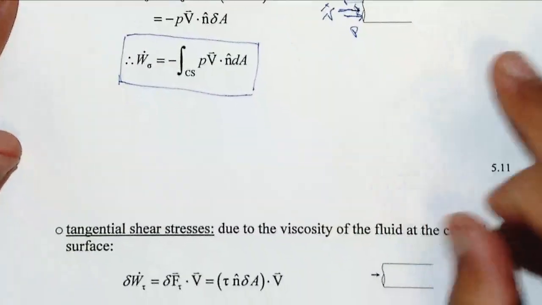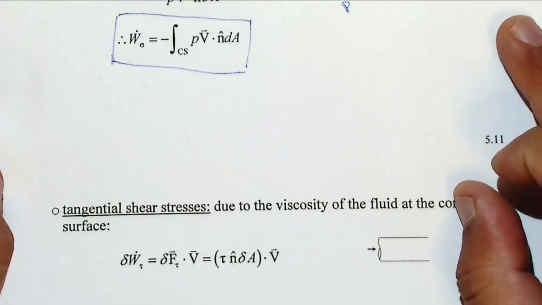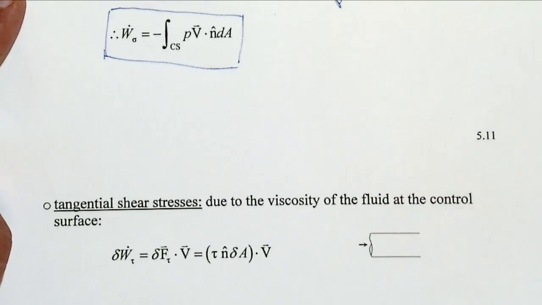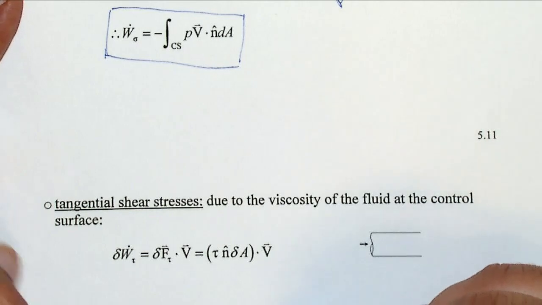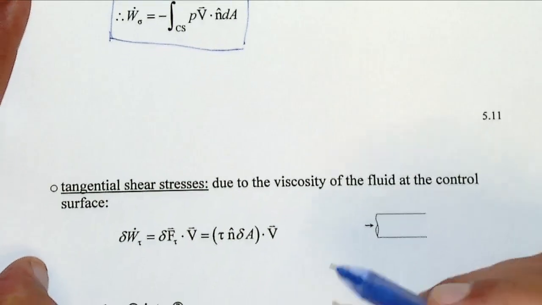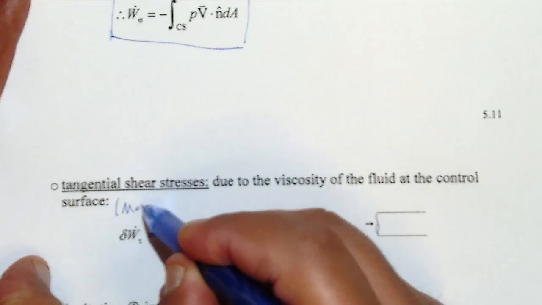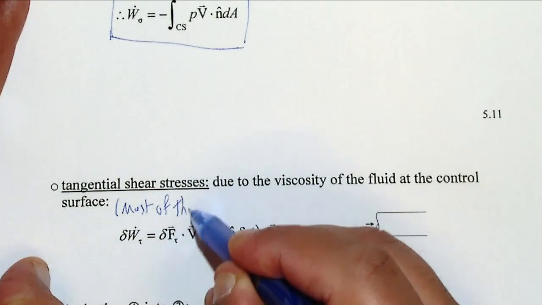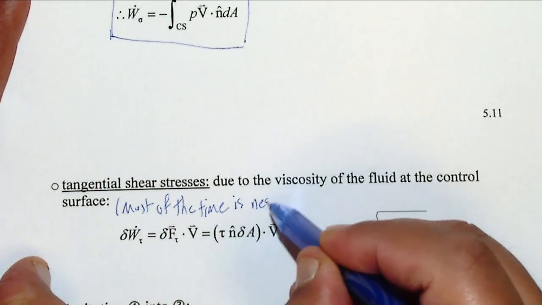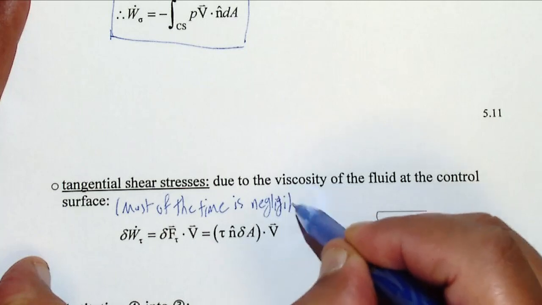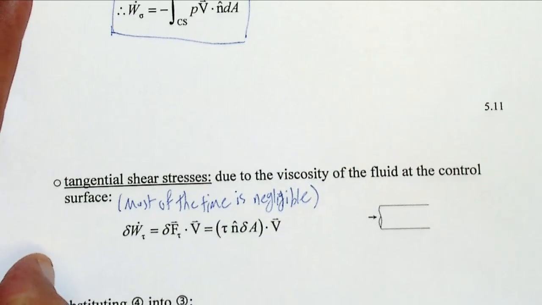What else? We have tangential stresses, which is the tau. Because of viscosity you will have shear stresses, which are in the tangential direction, and you may sometimes have work by it. But most of the time it is going to be zero or negligible. There is a reason behind that.